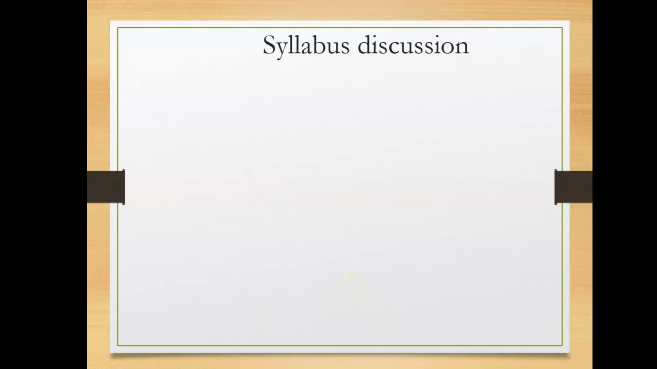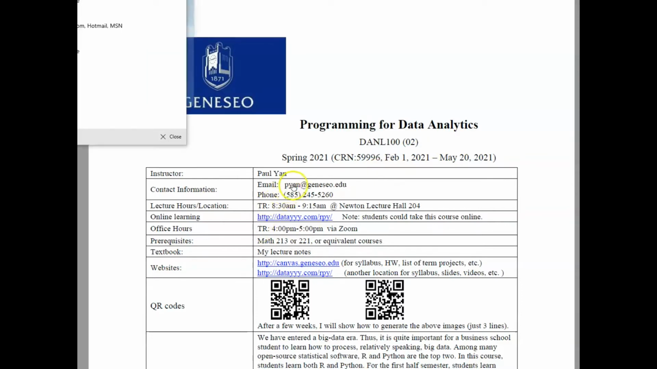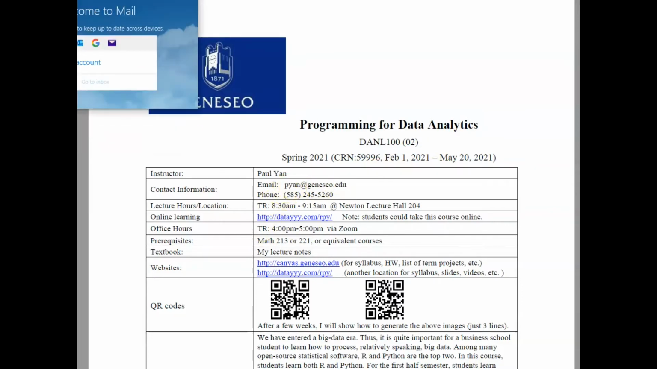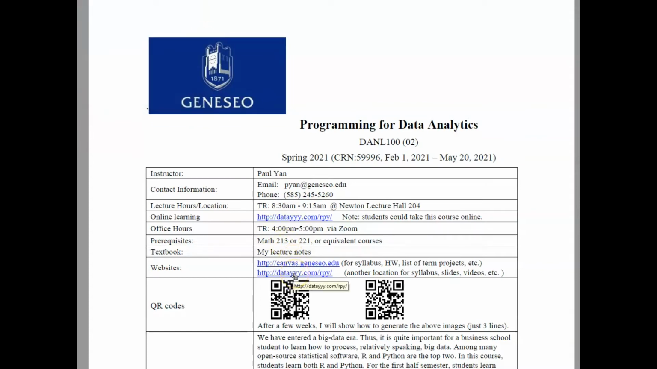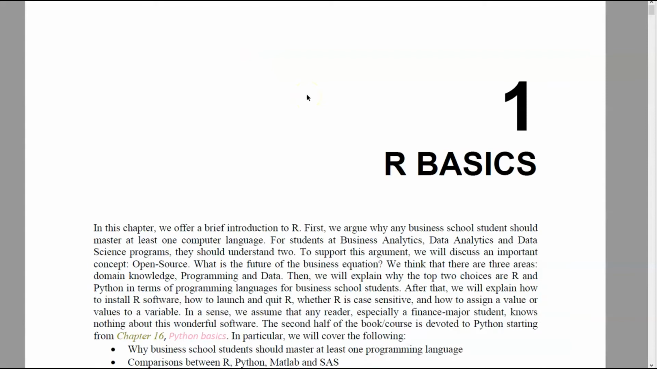I'm going to discuss the syllabus, going through it quickly. The name of this course is Programming for Data Analytics, and this is section 2. I have 2 sections: the first one is at 1 o'clock, the second one at 8:30. If you have any issue, email me. There's no textbook for this course, and I'm going to offer you all my lecture notes.